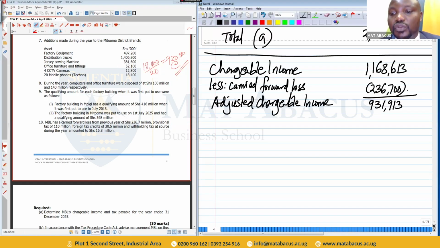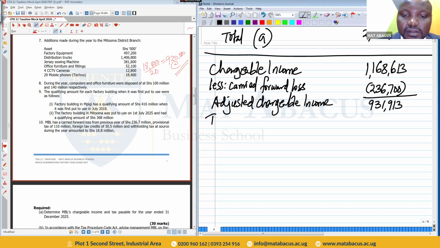931,913. That will be your adjusted chargeable income. Now, on the adjusted chargeable income, you tax that. That is the amount of money that is taxable. That is taxable income. So you provide for tax.